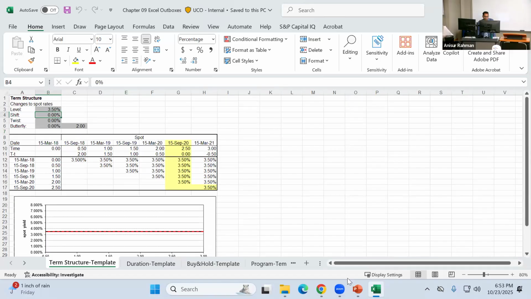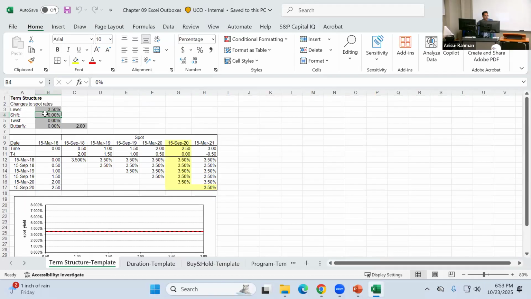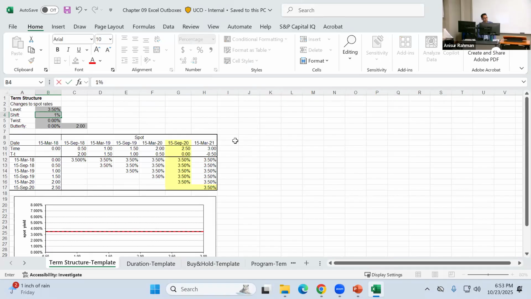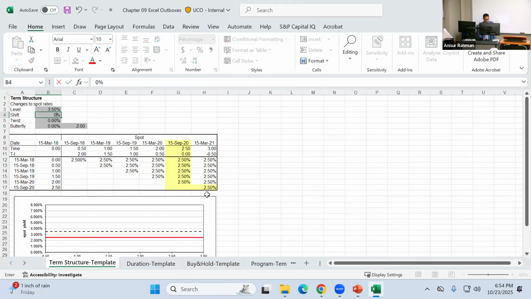Now, shift. Again, what is shift? Equal increase, or decrease. So let us enter 1% here. See what happens to the curve. It goes up equally by 1%. That is what is called shift. Parallel movement. You can also say negative 1%. It will shift downward by 1%. Okay, now this is our shift, and I'll go back to 0%.